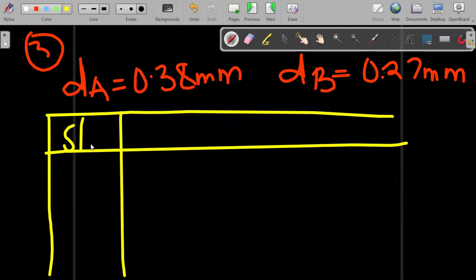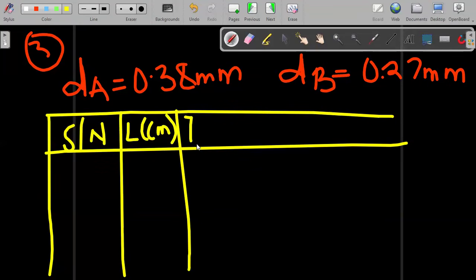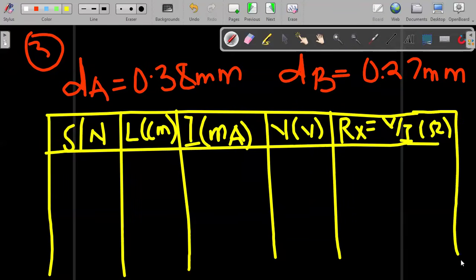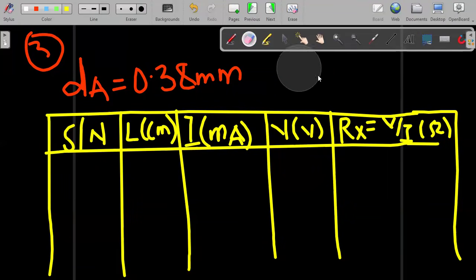So you have your serial number, which is the number of times you are performing the experiment. This is the length of the constantan wire in centimeter. Then your ammeter, the ammeter you are asked to use is measured in milliampere, not in ampere. Then from there, you need to record your voltmeter in volts. Then record your resistance of X. Resistance of X will be V over I, also in ohms, according to Ohm's law. This is for A. Okay, let me erase this one. This is for A, so that you don't get confused.